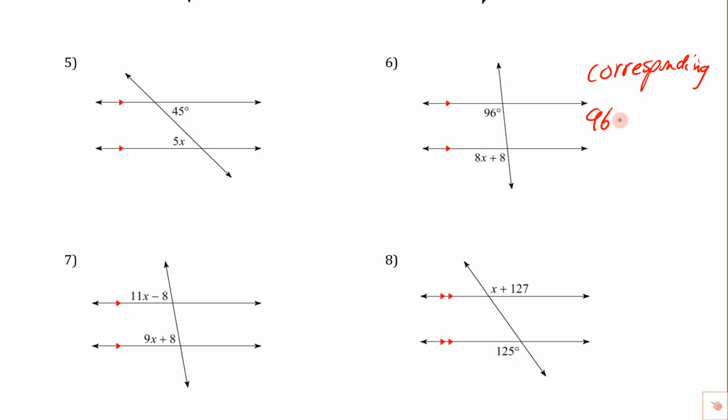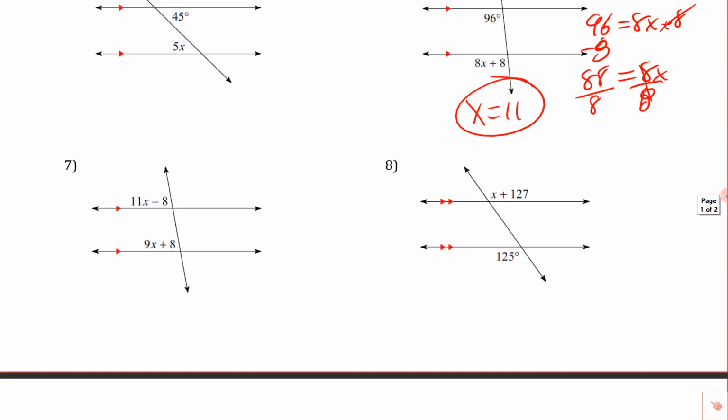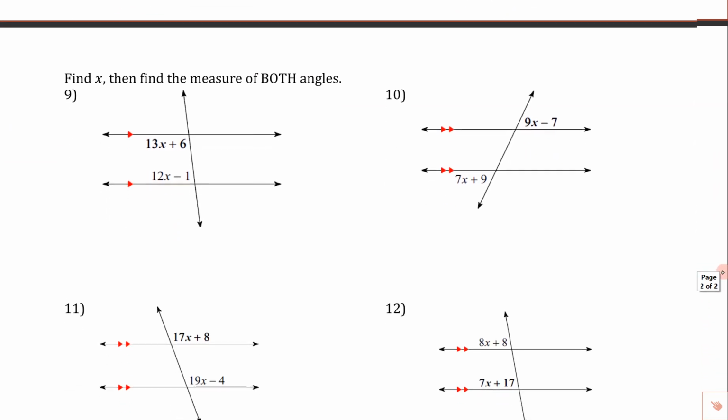So I'm going to do 96 equals 8x plus 8. We're going to subtract 8 from both sides. So we're going to get 8x over here. This is an 88. We're going to divide by 8. And we end up with x equals 11. Now, it did just say all we had to do was find x. We don't have to plug it in and figure out what the angles are or anything like that, so that's good. Let's flip over to the back side.